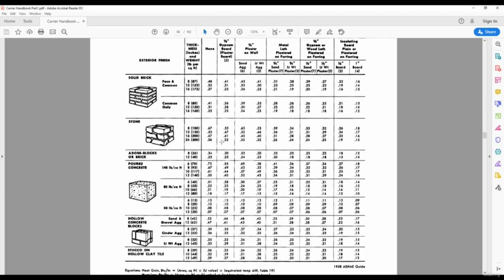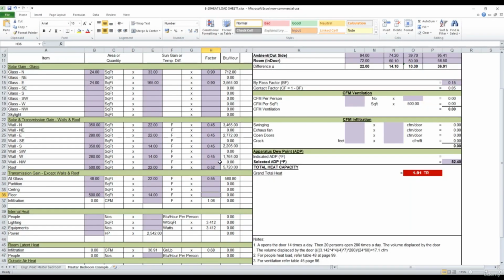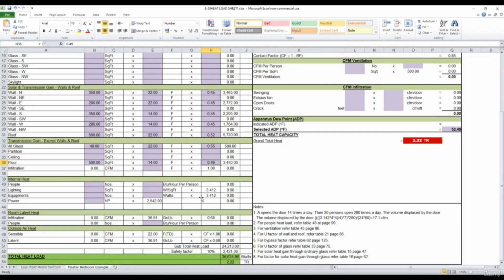Since the floor is of concrete and 8-inch thickness, we find out the thermal coefficient of the floor to be 0.49, per gypsum board with a gypsum board plaster. So once we fill out the thermal coefficient here, we find out the value of heat gain through the floor. Next, we have to find out the sensible heat gain through air infiltration.